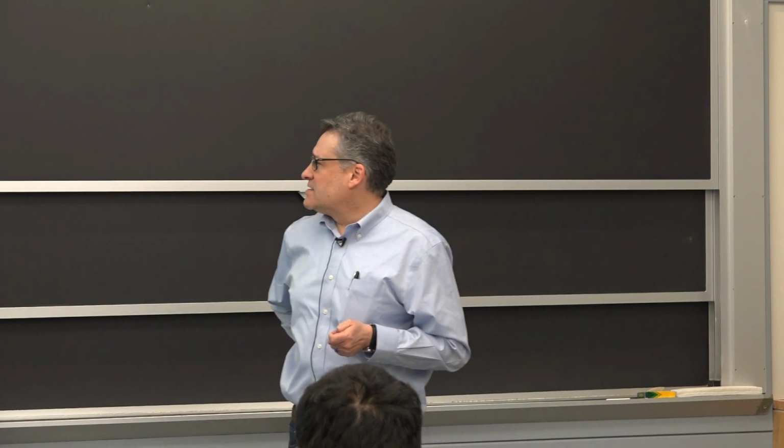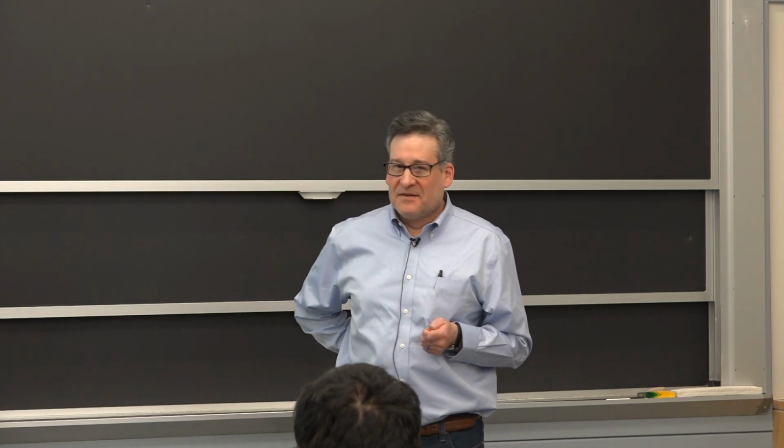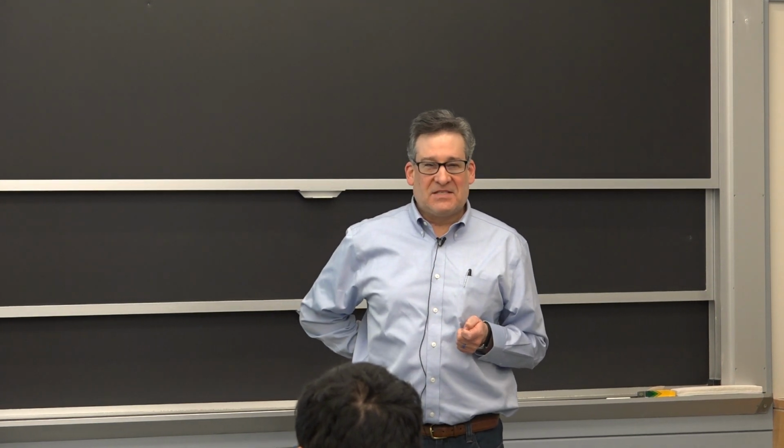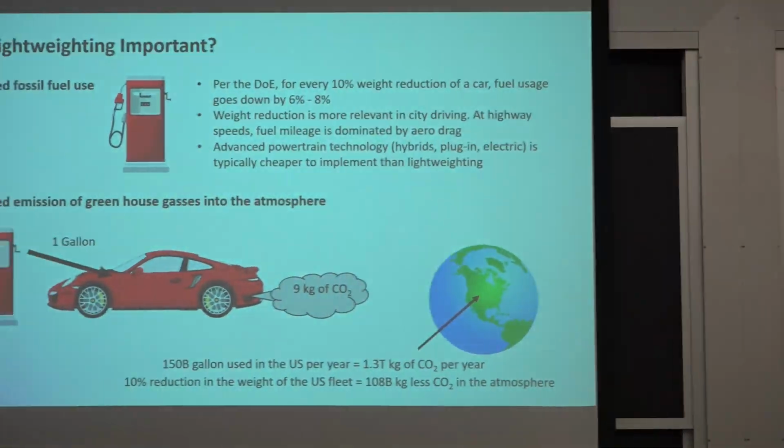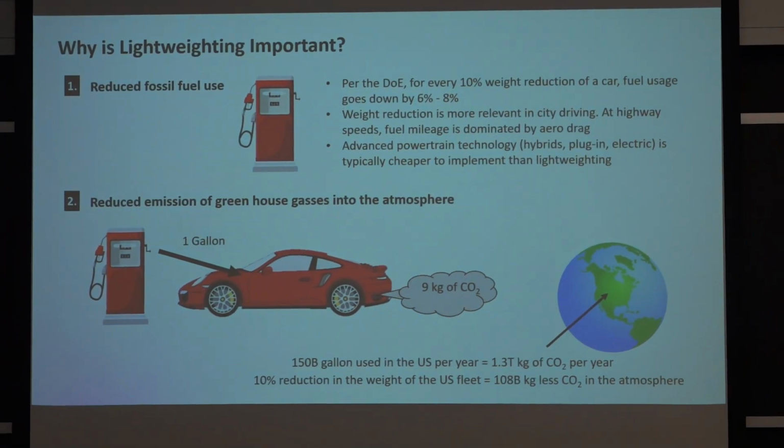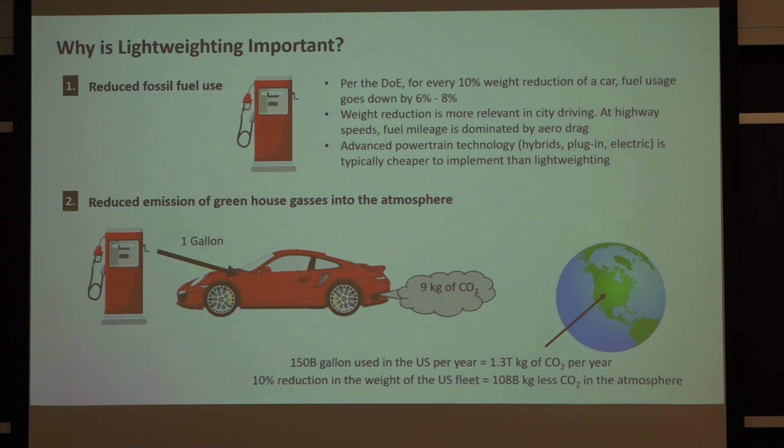In this country, in 2018, we burned about 150 billion gallons of fuel. That's diesel and gasoline. That's about 1.3 trillion kilograms of CO2 in the atmosphere. That's one country. Pretty scary stuff. And if you could reduce your vehicle weight by 10%, that would translate into about 108 billion kilograms less CO2 in the atmosphere. That's pretty shocking to me. 108 billion kilograms of CO2 seems to be a pretty compelling reason to reduce weight. Any questions on this one, guys?